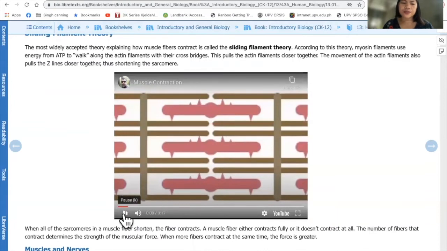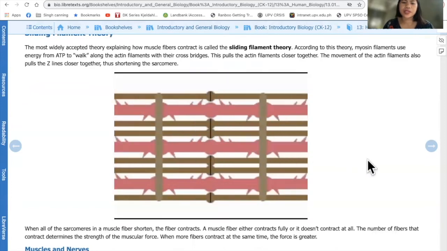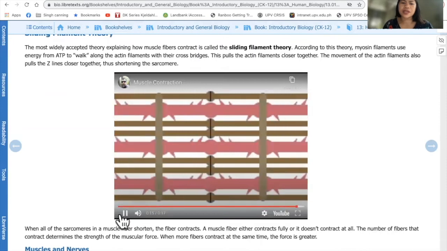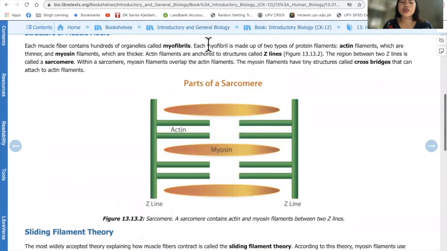Ito yun. A biochemical ratchet acts when muscle contracts. Projections on the myosin filament, shown in red, attach themselves successively along the spiral actin filament, which is represented in brown. Ayan. So that's a very short video, but it's very useful, right? Sige, balik tayo dun sa ating Word document.